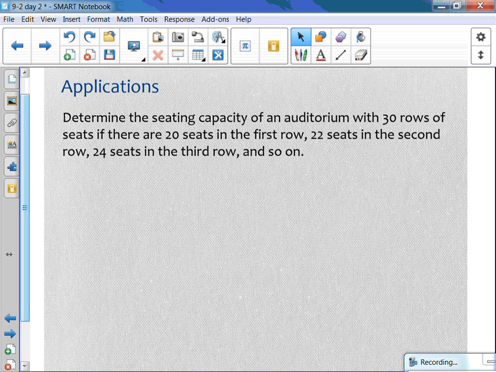So, what are they asking us for? How many seats in the entire room? In the entire auditorium. So they're asking us to add up each row. How many rows are there? So they're asking us to find S30, right? Adding up the first row, second row, all the way up to the 30th row. Do I know n? n is 30. I know a1, 20. Do I know a30? I have to find that. So how am I going to find my a30?